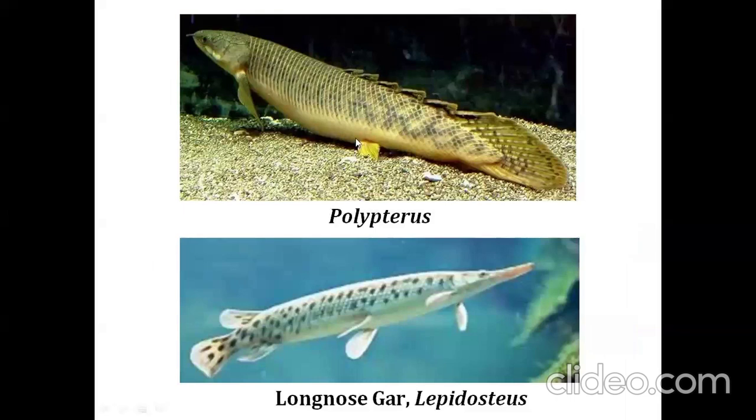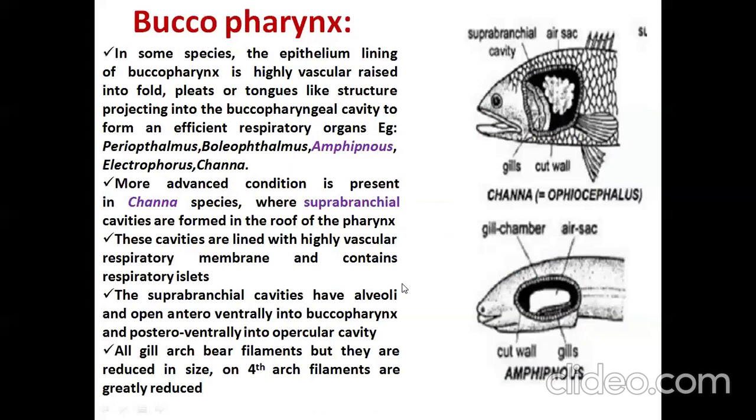And this image shows the polypterus. And this is the longnose gar, also called lepidosteus. Both these fishes are called lung fishes. And the third type of respiration is by buccopharynx. The buccal region is the mouth, and through the mouth, it reaches the pharynx region. That we call the buccopharynx mode of respiration.